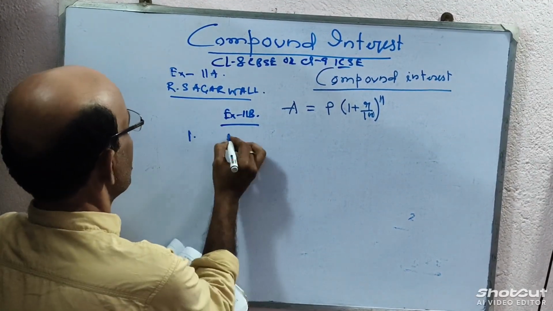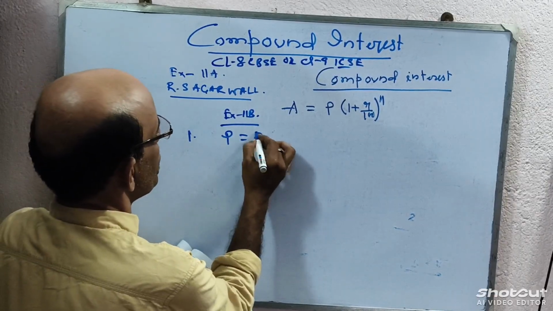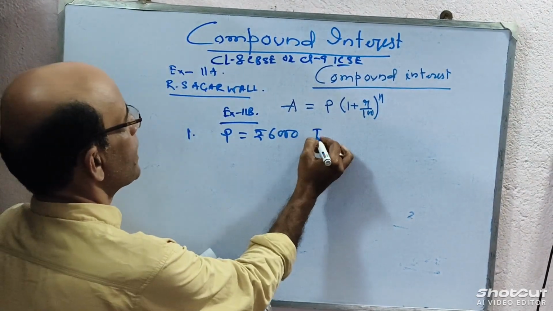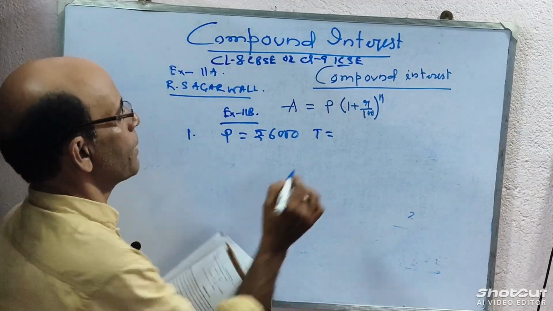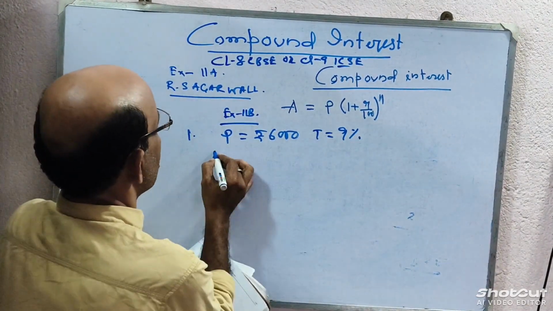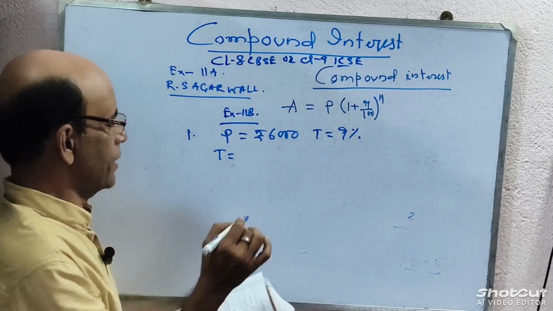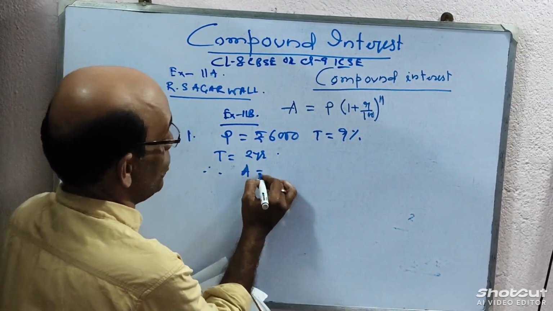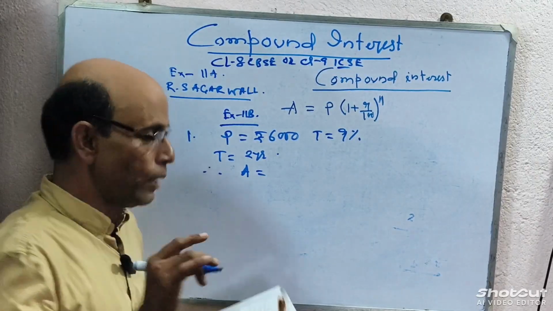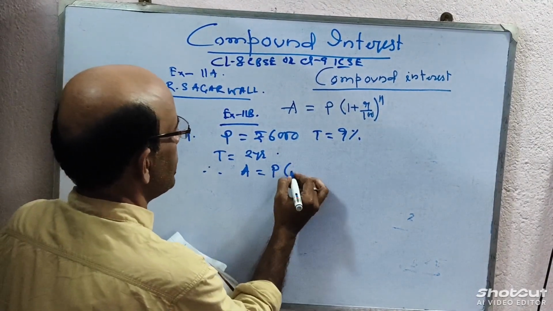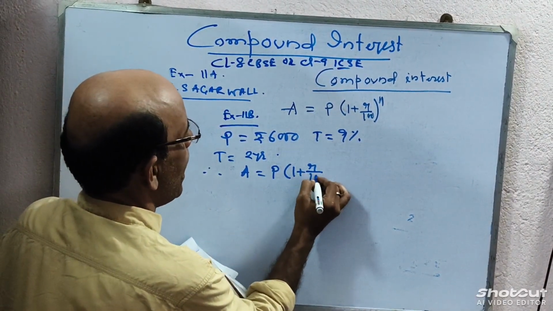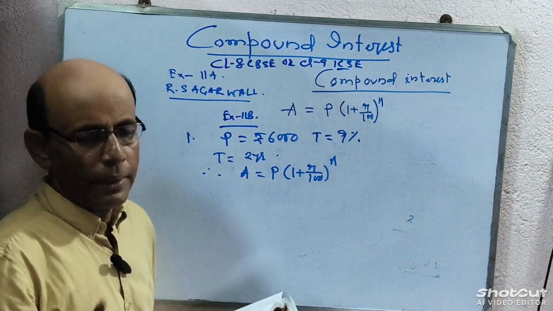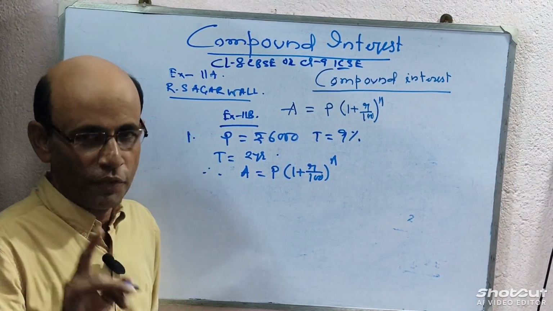Question number 1: principal is equal to rupees 6000, rate is equal to 9% and time is equal to 2 years. Therefore, amount is equal to, this is the formula of amount for compound interest, P into 1 plus R by 100 whole to the power N. N means conversion period.